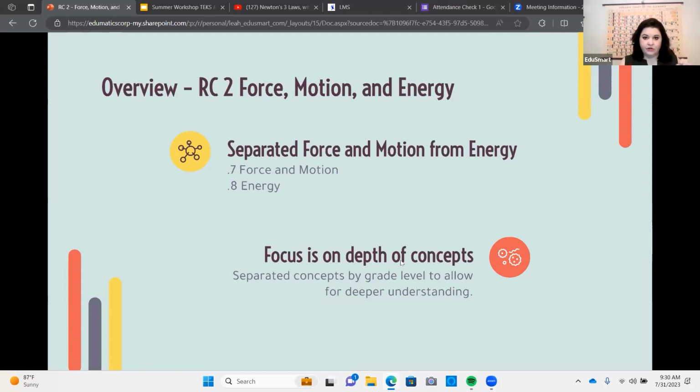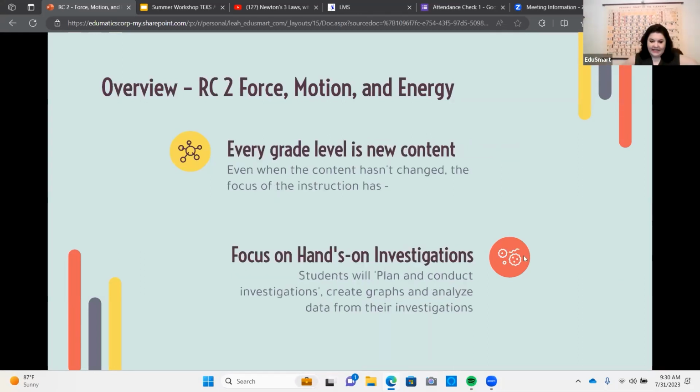You have the time to do depth because you're focusing on one specific idea instead of all types of energy. You're going to focus on sound energy or light energy. So that really helps quite a bit. Again, we're all new. Every grade level is new content or new focus. So the way that we are teaching this content has completely changed.